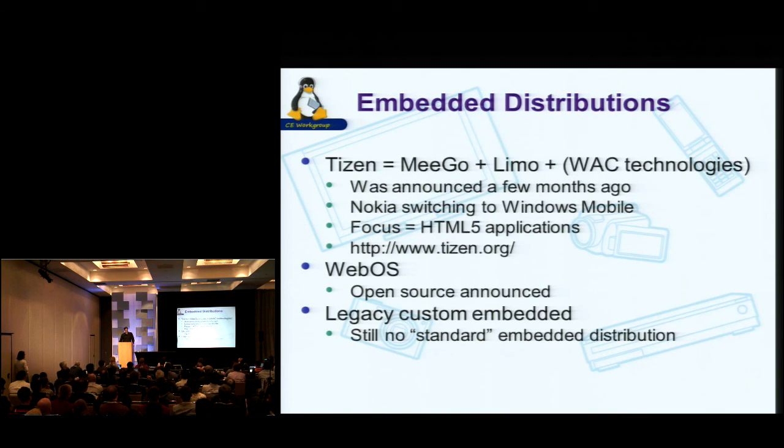Embedded distributions, there's Tizen. MeeGo, I don't know if I would say MeeGo is no more, but it seems to be waning. And Tizen is what's replacing it. It's interesting that Tizen has a different focus. Because of the Limo contributions to it, it's really focused on WAC technologies. It's wholesale application technologies, but it's HTML5 focused. So it's about creating devices that are using HTML5 as their application platform. Anyway, that's good stuff.